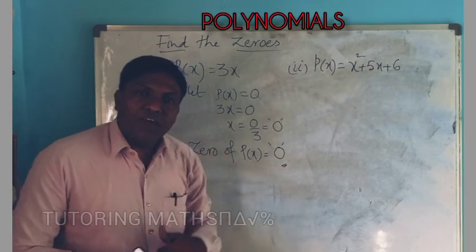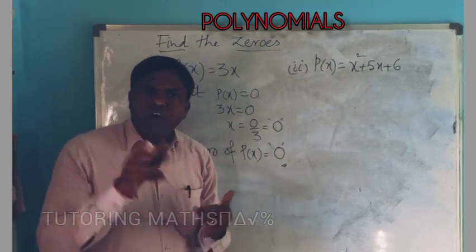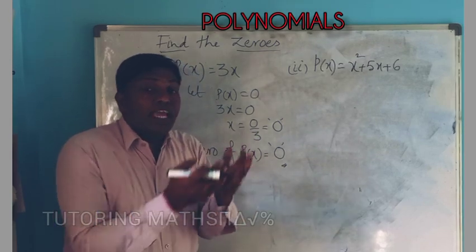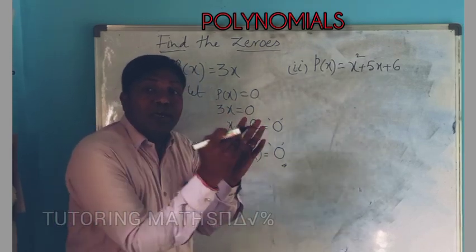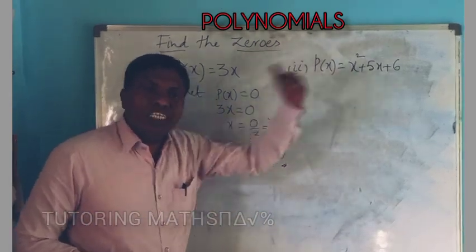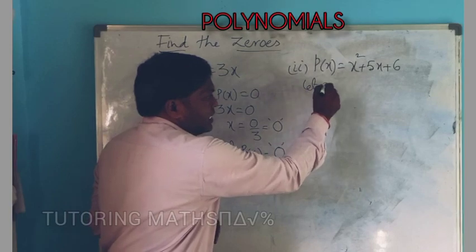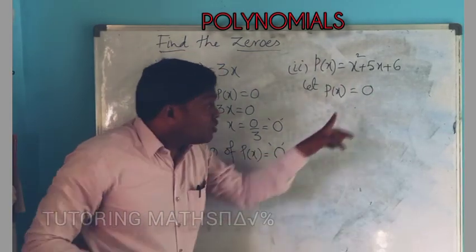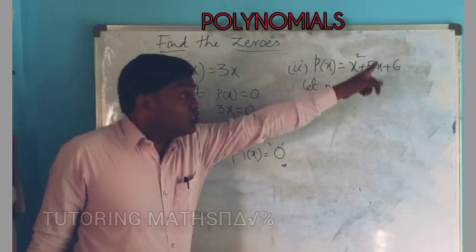Just now I have told you, if you want to find the 0 of any polynomial, first of all we have to take the whole polynomial and equate it with 0. Let it be equal to 0, means let P of x is equal to 0. Why are you taking 0? Because we are going to find the 0 of this polynomial.